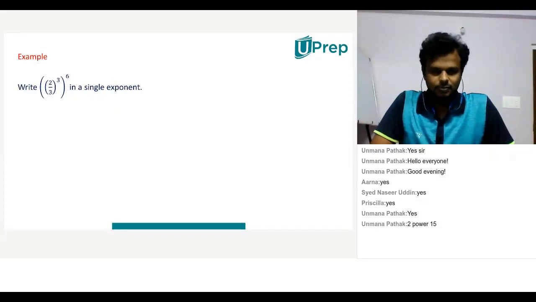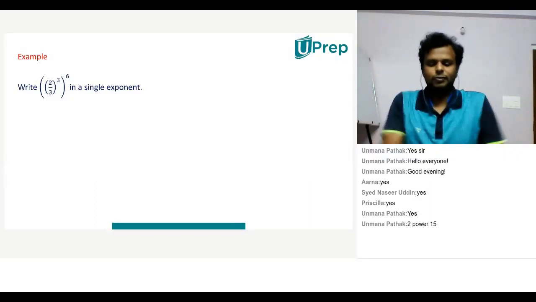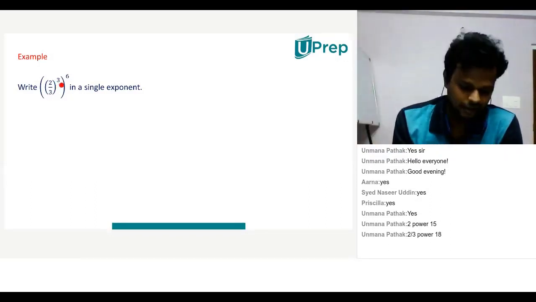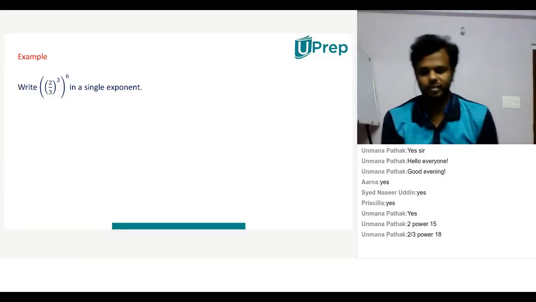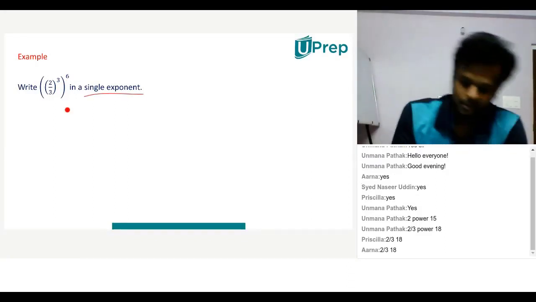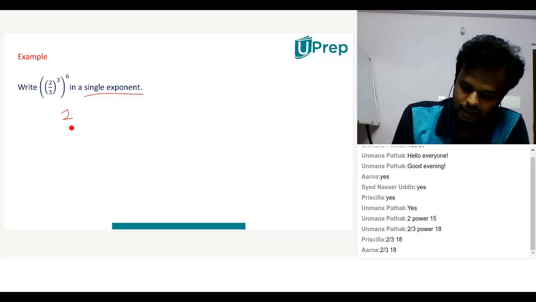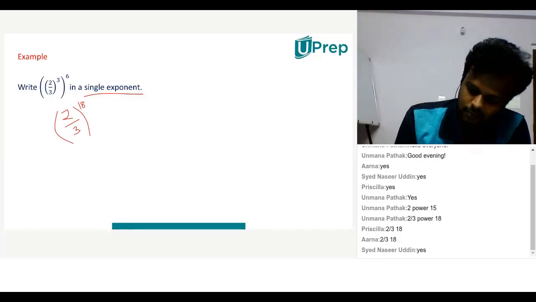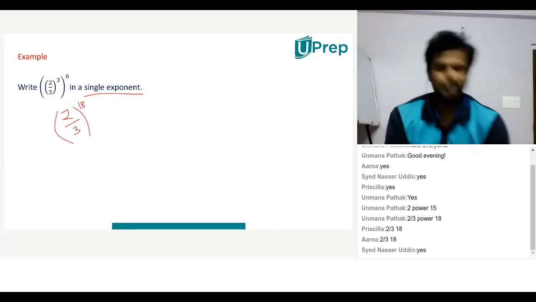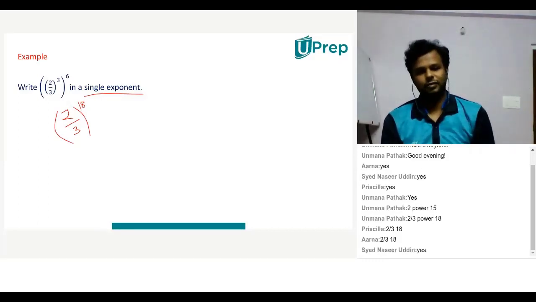Sir, what does single exponent mean? See, here we have two exponents, right? One exponent is 3, the other exponent is 6. So we have to write it in a single exponent. That's what it means. Okay, great. So children, you say this as 2 by 3 whole power 18. So that's how you write it in a single exponent.